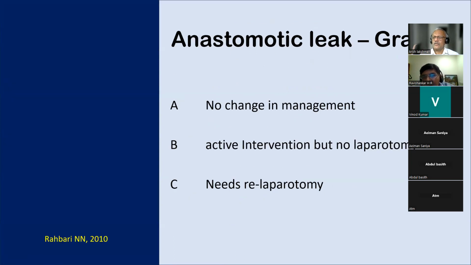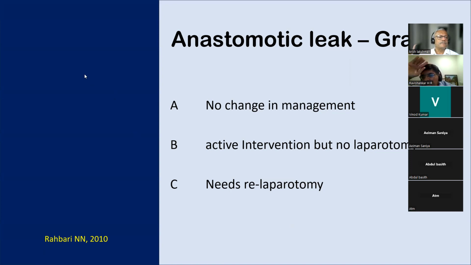And because of this, there's a broad grading that has been described, and that has been very well done. Rahbari in 2010 described this. There may be no change in the management; it may be so mild. You may have an active intervention, I'll tell you what those interventions are, but may not need a reoperation. Some of them need a reoperation, and sometimes very urgently. So there is a range of consequences, and a range of reaction to a suspected leak.